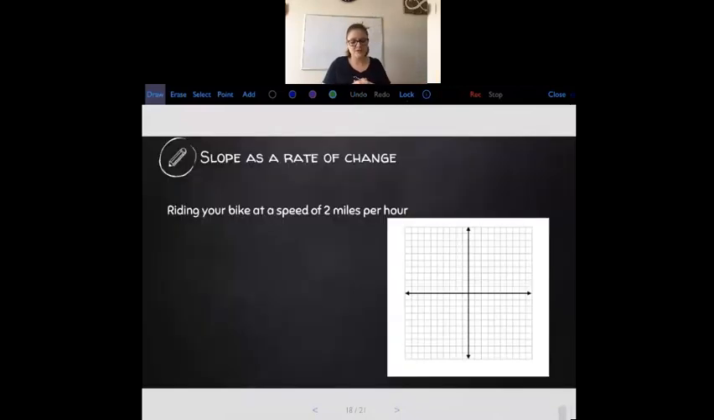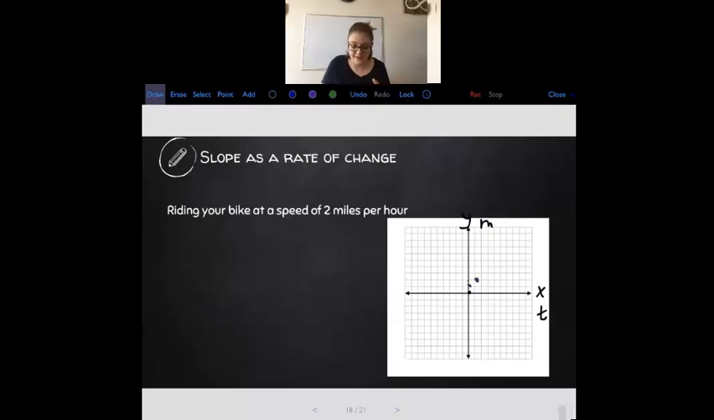So slope is also defined as a rate of change, and this is where we can get into some really cool examples and graphing some applications. But let's say we're riding our bike at a speed of 2 miles per hour. So I'm going to label, we have the x-axis, which is time, and the y-axis, which will be miles. Okay, so you start at 0, 0, but you're riding your bike at 2 miles per hour. So for every 2 miles, it's going to take 1 hour.